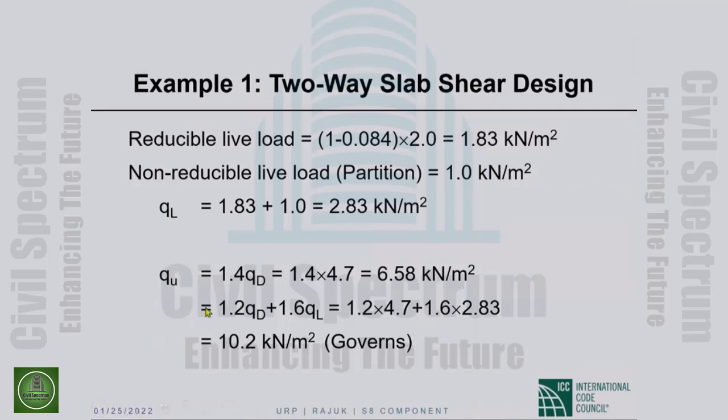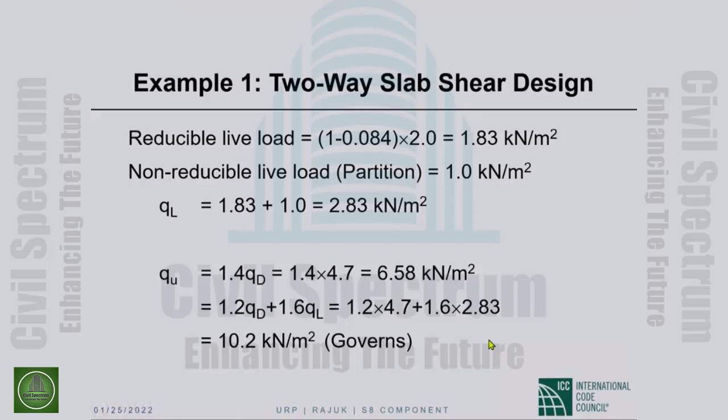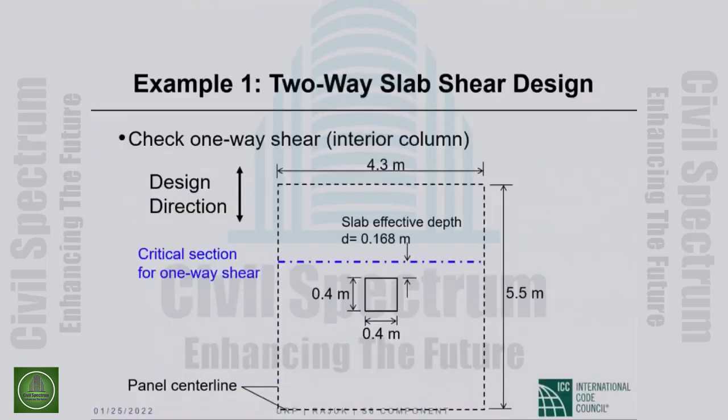So by one load combination, the q sub u is 6.58 kilonewton per square meter. The only other load combination that applies when loads are due to gravity only gives us 10.2 kilonewton per square meter. The larger one governs, so it is 10.2 kilonewton per square meter. Up to there, everything was covered yesterday.